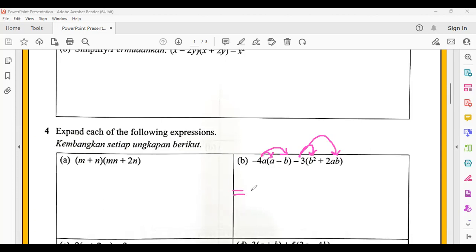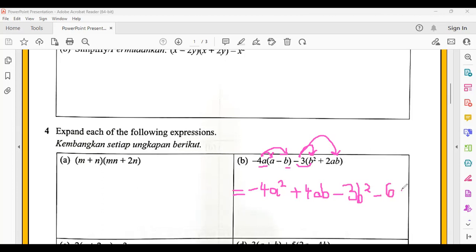So what happens here? Equals negative 4a times a, negative 4a squared. Got it? And then negative 4a times negative b. So now negative and negative will make it a positive. 4a times b would be 4ab. Okay? And then go here, negative 3 times b squared. So negative 3b squared. And then negative 3 times positive 2. So it's a negative. 3 times 2 would be 6.